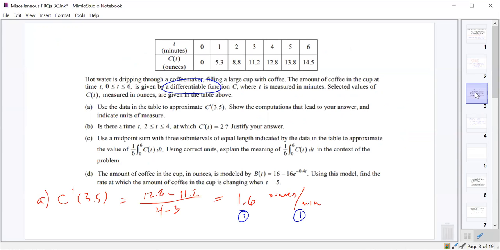Midpoint sum for C using 3 subintervals of equal length. So we'll use 0 to 2, 2 to 4, and 4 to 6. And we're going to approximate the value of 1/6 of the integral from 0 to 6 of C of t, and then explain what that means. So first off, we'll do our midpoint Riemann sum. If we're doing 0 to 2, 2 to 4, and 4 to 6, our midpoints will be 1, 3, and 5. Each of those intervals is a length of 2 units.